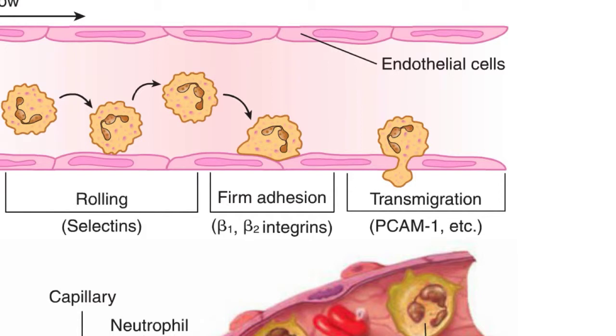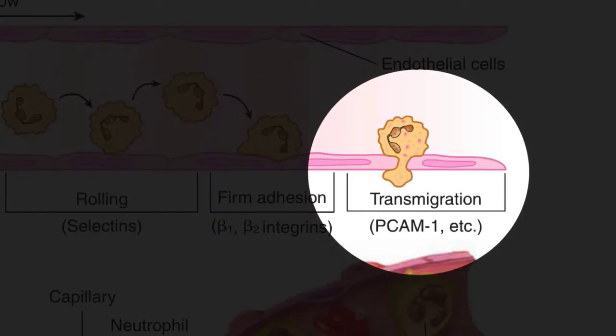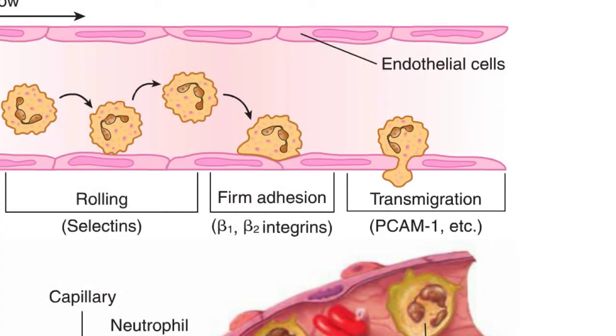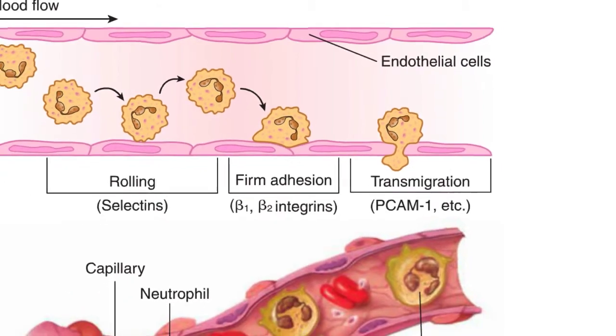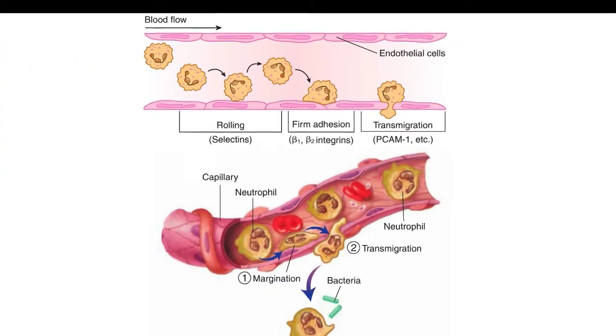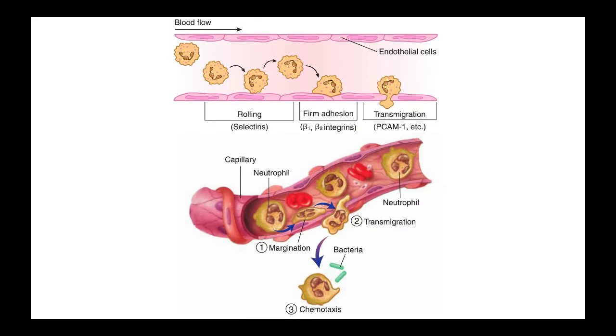After margination and adhesion, leukocytes start to migrate from the vascular space to the extravascular space where the bacteria are. This process is called transmigration, and what happens is that the tight adhesion of leukocytes causes the endothelial cells to separate, allowing the leukocytes to extend pseudopodia and transmigrate through the vessel wall, and then, under the influence of chemotactic factors, migrate into the tissue spaces.